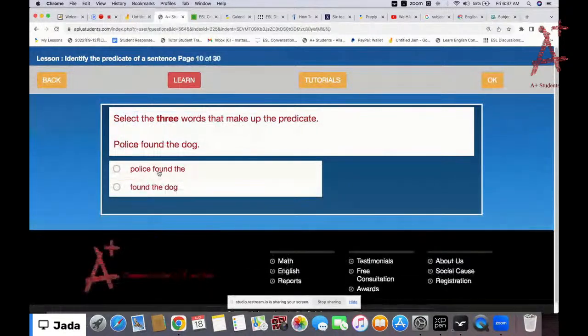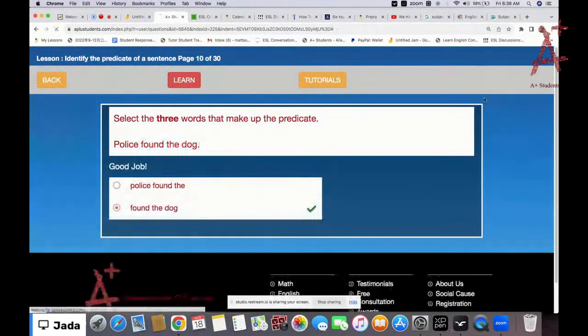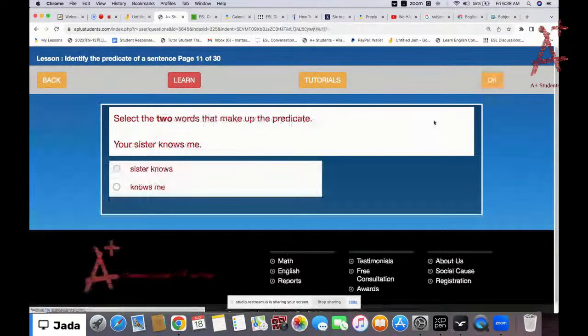And then select the three words that make up the predicate. Police found the dog. And then the three words is gonna be found the dog because the police here is the subject. Police is people who found the dog, right? So the next part, found the dog, is the predicate. And then select the two words that make up the predicate. Your sister knows me. So your sister is what? The subject. And knows me is what? The predicate.